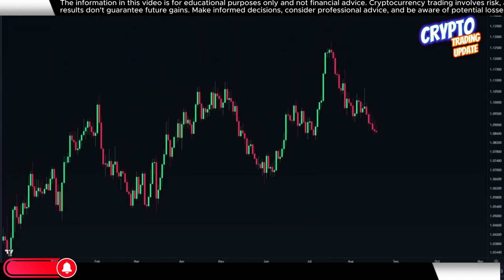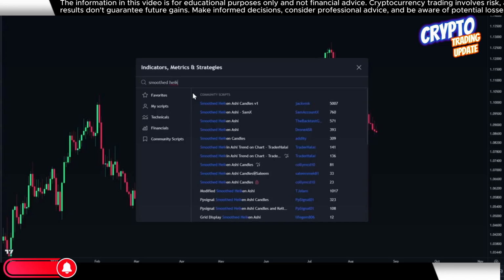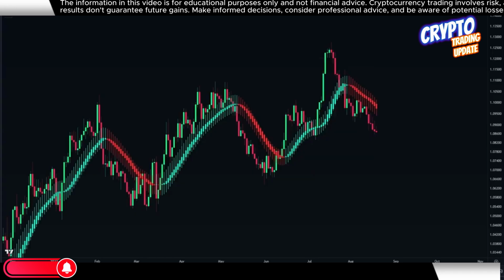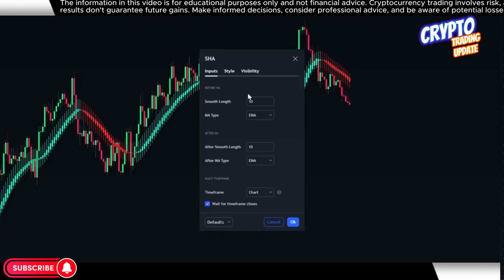So, you can use any charting platform, but the one that I'm using is tradingview.com. Next, go to the indicator section, type in Smooth Heikin Ashi, and there, you can choose any one of these different options. Now, once you've applied the indicator, the next step is choosing the settings. If you're trying out this indicator for the first time, you can just use the default settings at 10 and 10.